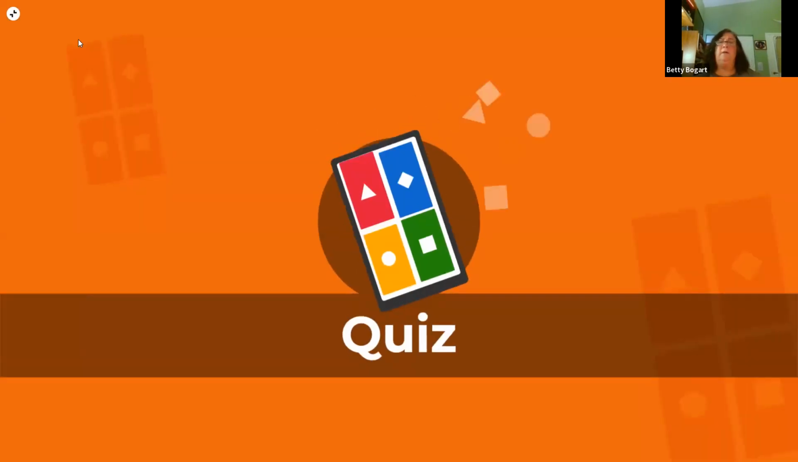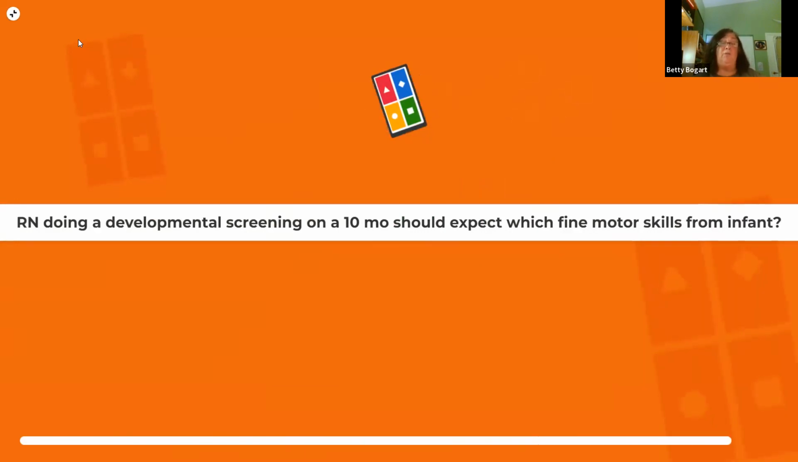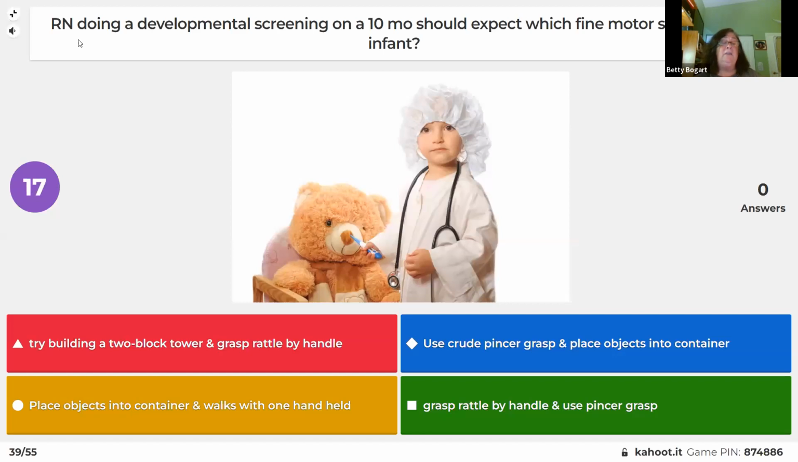And Jamie's on fire. RN doing a developmental screen on a 10-month-old should expect which fine motor skills from this infant? Fine motor. What should absolutely they be able to do?